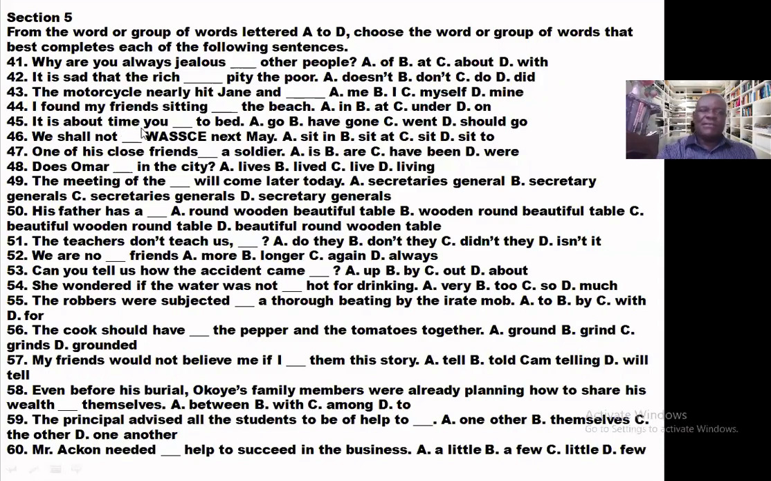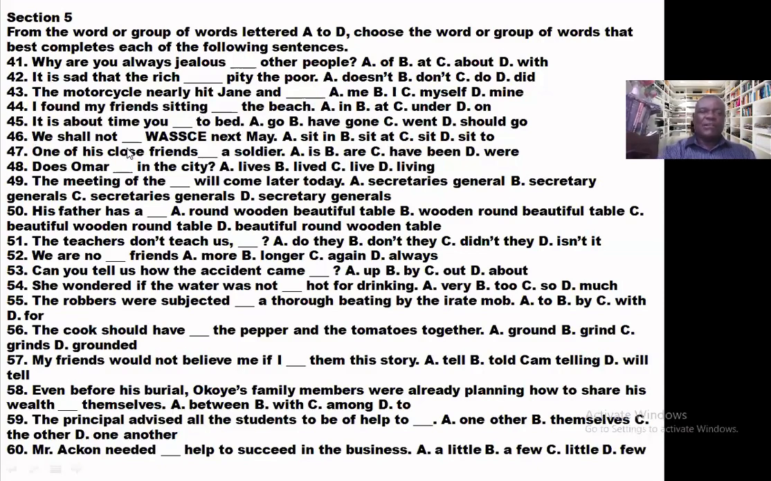45, it is about time you dash to bed. Of course, this is also a rule of concord. When you use an expression like it is time, or it is about time, or it is high time, what follows must be a simple past tense of the verb. So it is about time you went to bed, all right? It's about time you went to bed.